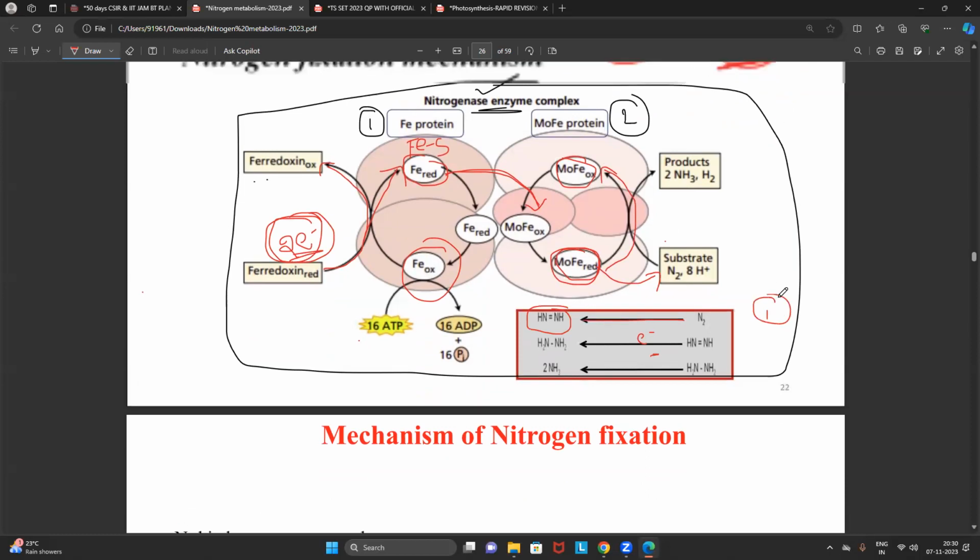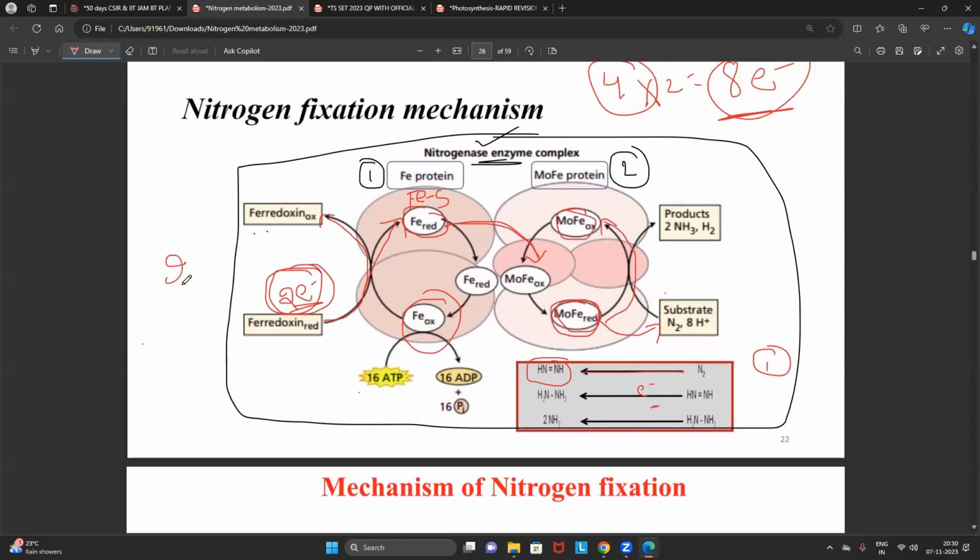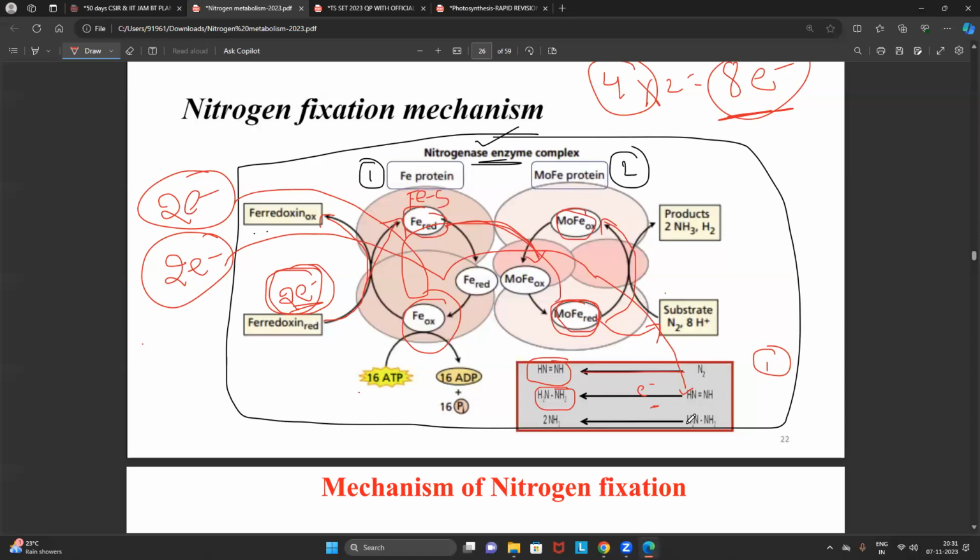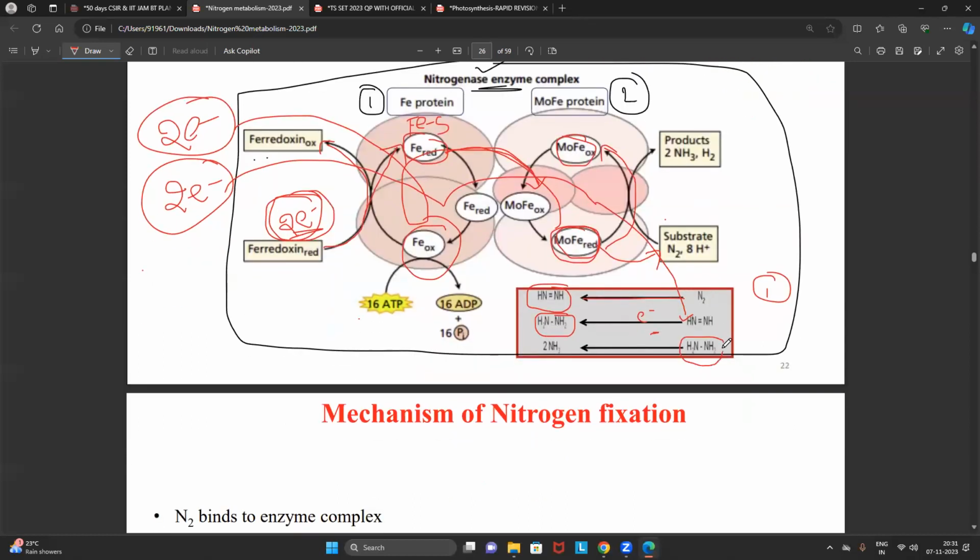Just one step is over. Again, the second pair of electrons is coming to the iron sulfur protein, coming to molybdenum iron. Finally, it comes to where? NH double bond NH. It is converted to NH2 NH2. Again, the third pair of electrons is coming: iron sulfur protein, molybdenum iron, finally coming to NH2 NH2, and it is getting converted into two molecules of NH3.